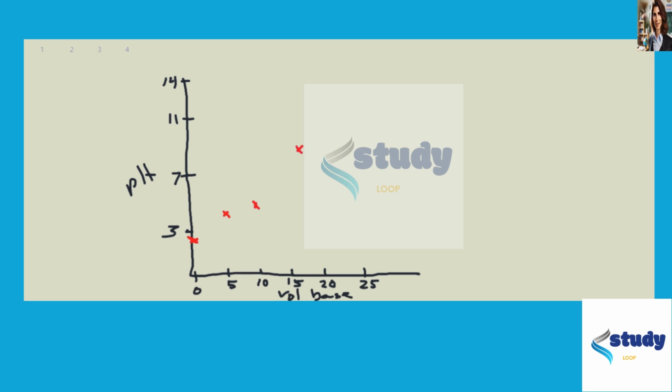Then our half equivalence point was 8.25 milliliters and 4.89 pH, so roughly here. Then our 20 milliliters gave us a pH of 12.32. So we're looking at a point around here. And then 25 was 12.67, so approximately here.